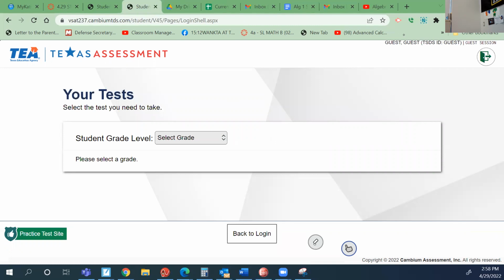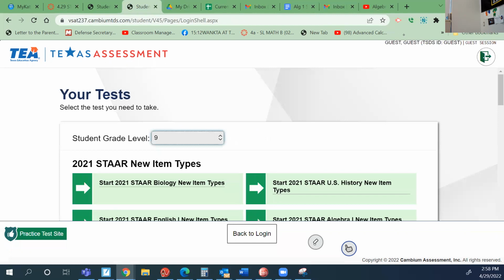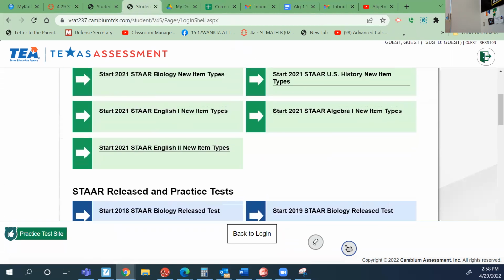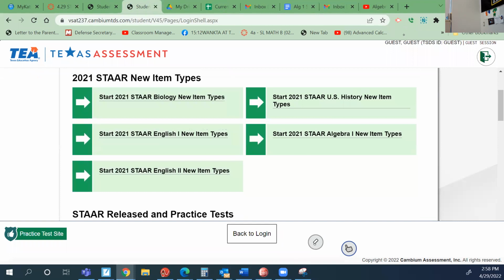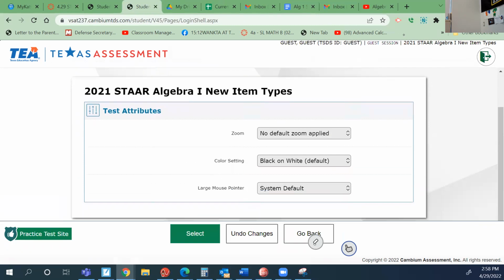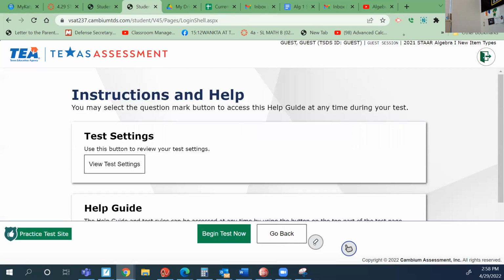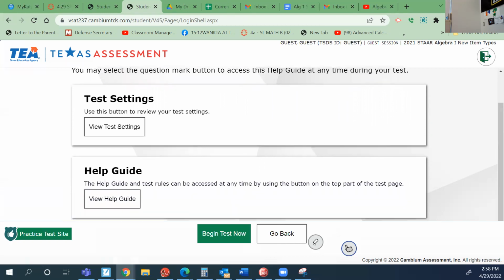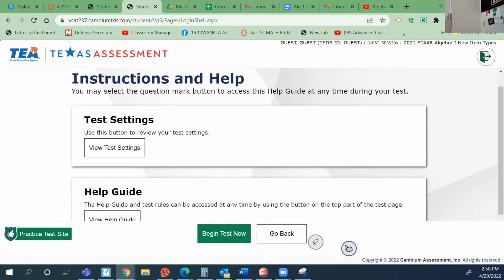Grade level, oops, come on. It's going to be 9. And then you're here. Click on the STAAR 21 STAAR Algebra 1 new item types, that one. Okay, here you can mess around with the different features, you know, the color setting, large mouse. That's up to you if you want to mess with that stuff. Just hit select, and then begin test now. You can view the test settings and all the good stuff if you want to play around with it. You can.